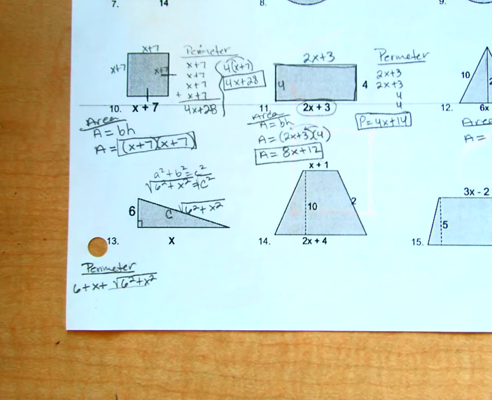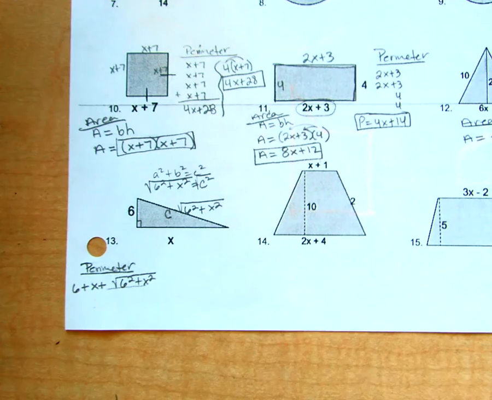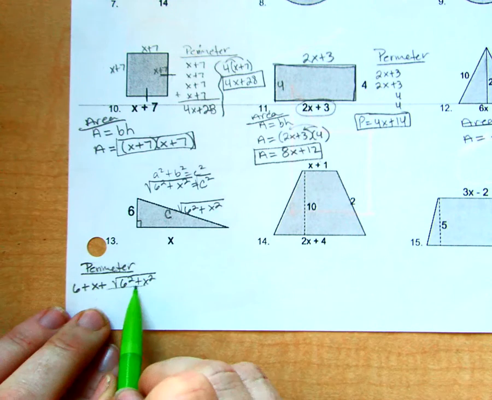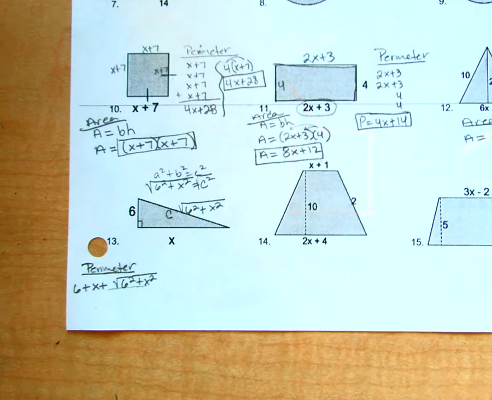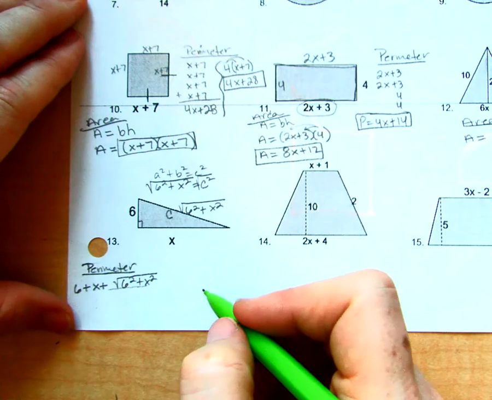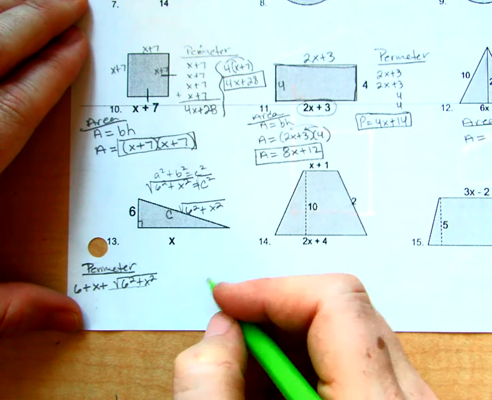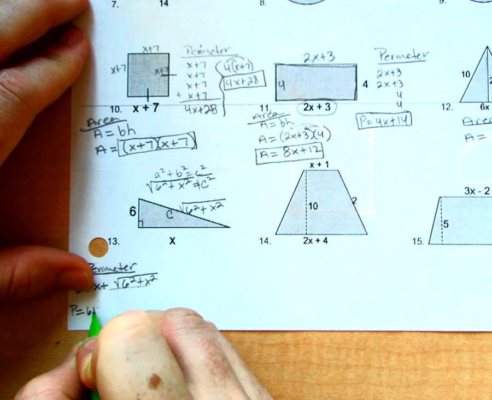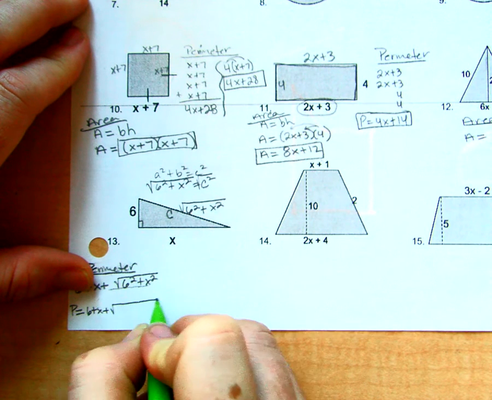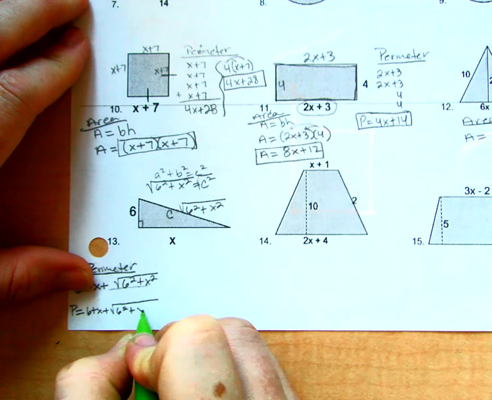I can't really get a better answer than that. So I'm going to leave it just like that. Because of this plus sign, I can't take the square root of these individual pieces. So I really do just have to leave the perimeter like that. So let's call it P equals 6 plus x plus the square root of 6 squared plus x squared.